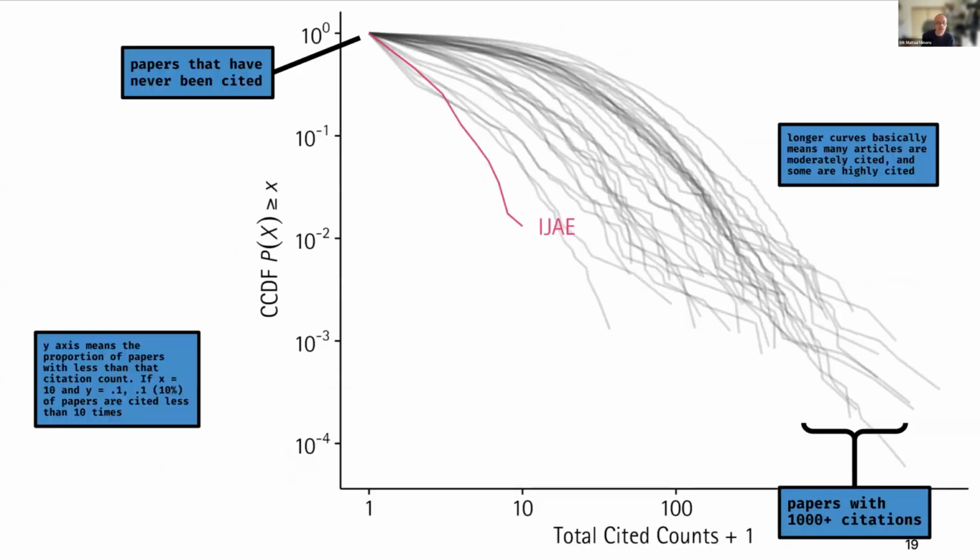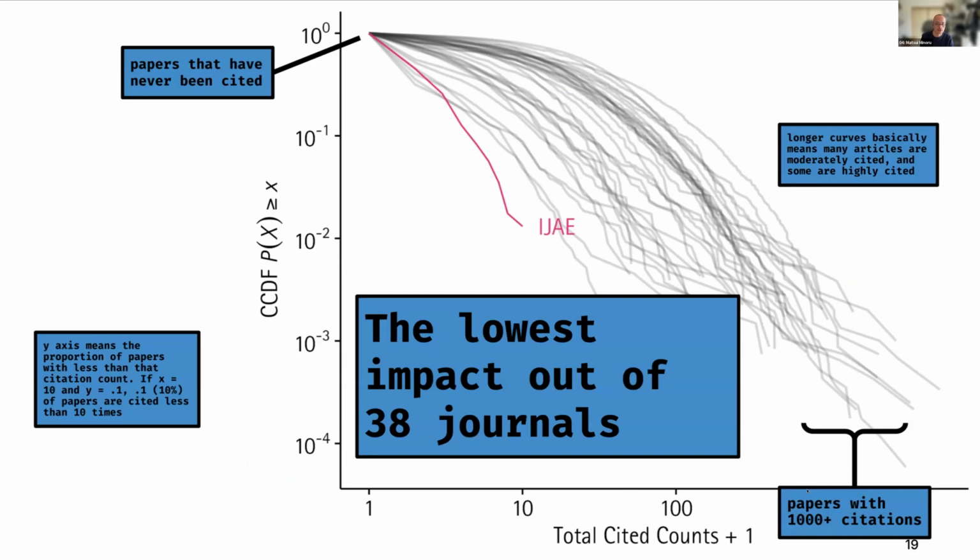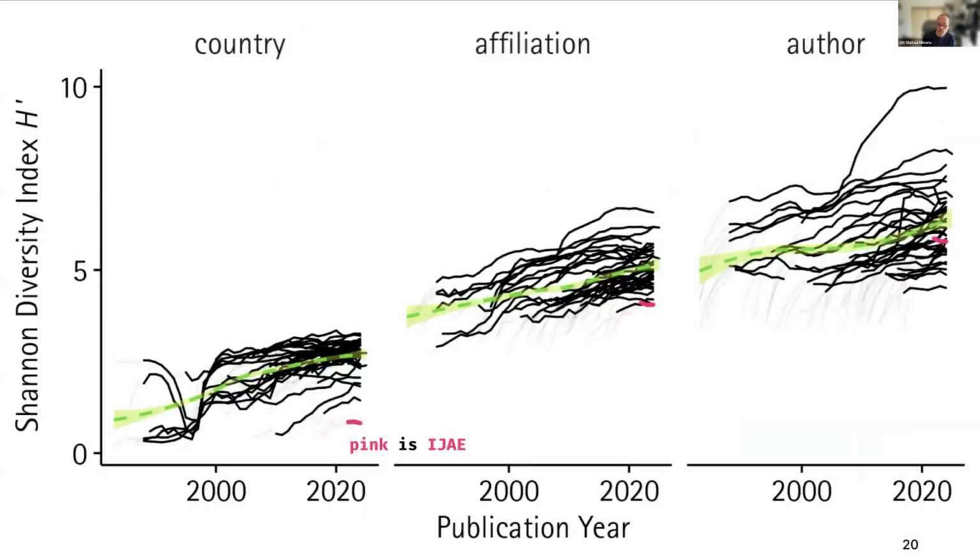And another thing is that I cannot really go into the details of this figure, but on the x-axis is total cited count, so it's citation counts. I wanted to show that IJAE has the lowest impact out of the 38 journals that I have compared in terms of citation count. So the impact is low.